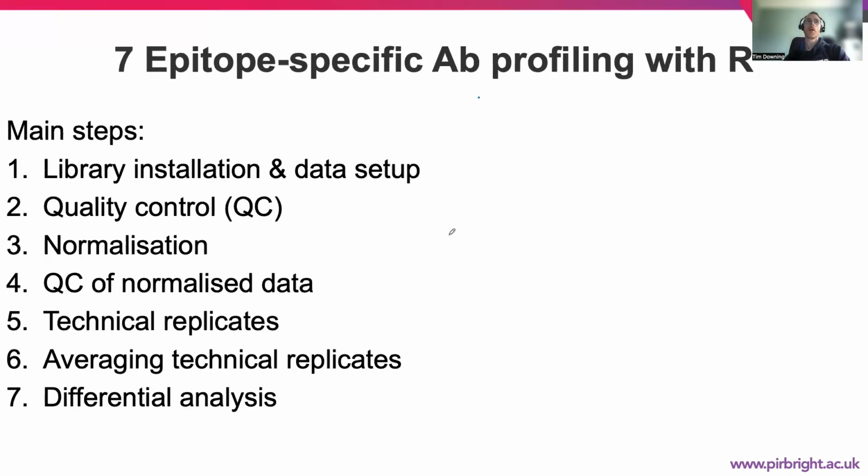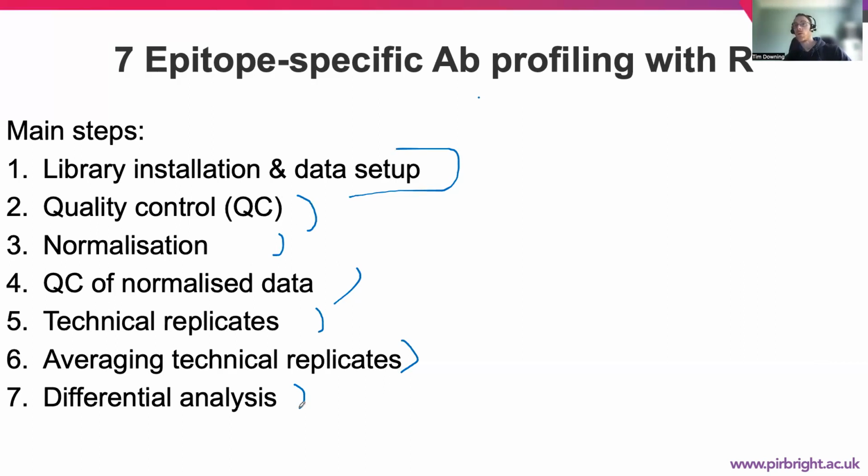So the steps here are that we're going to do library installation and setup, do QC normalization, QC of the normalized data, looking at the similarities across the replicates, the average across the technical replicates, and then do differential analysis of the relative binding to the different peptides of interest.